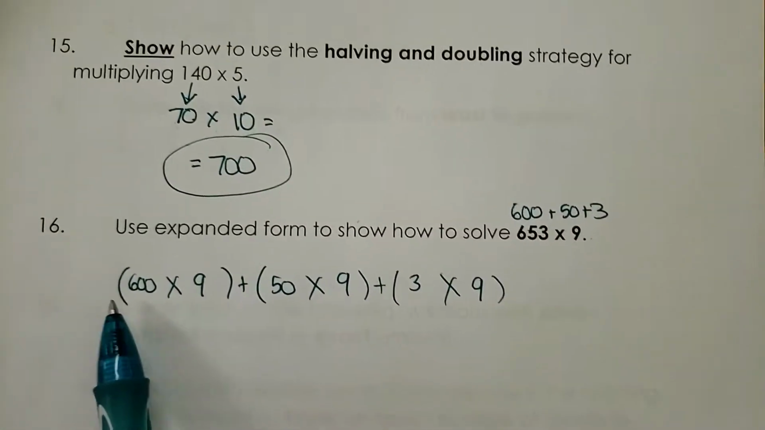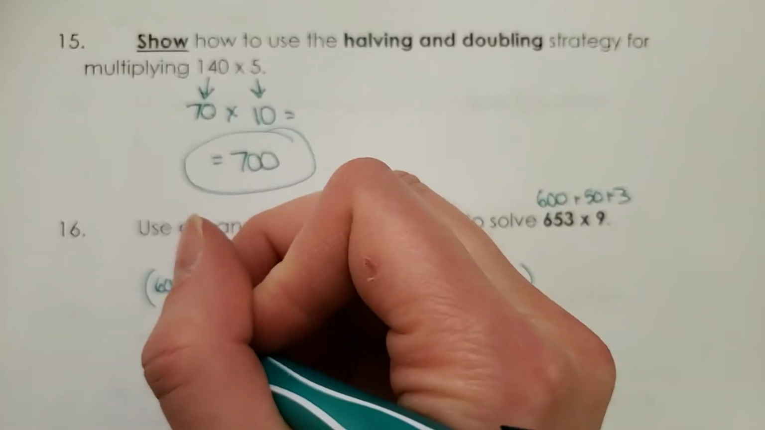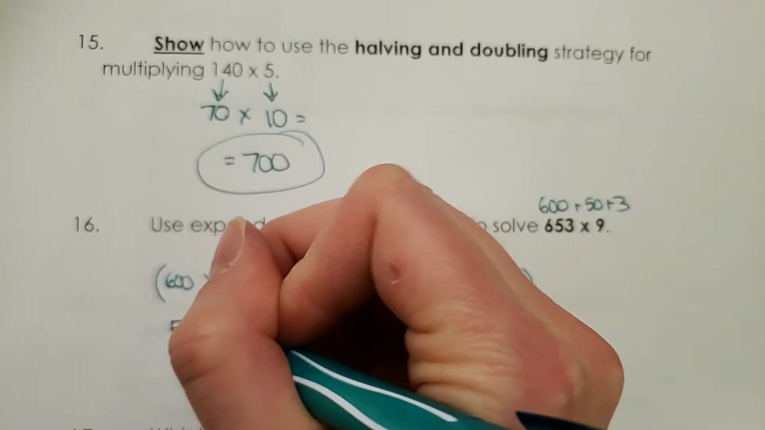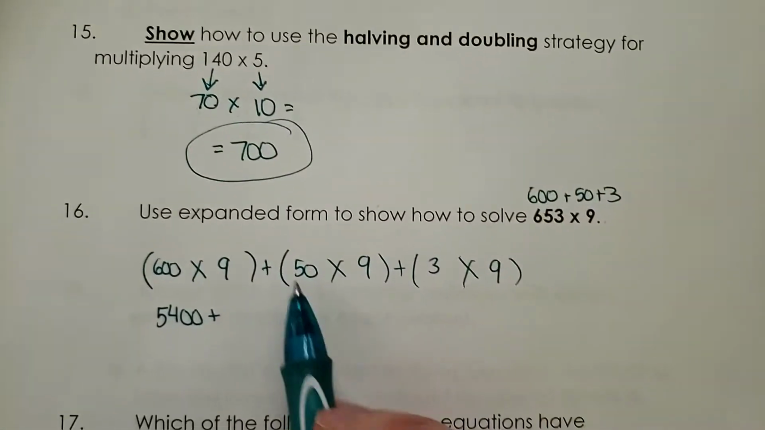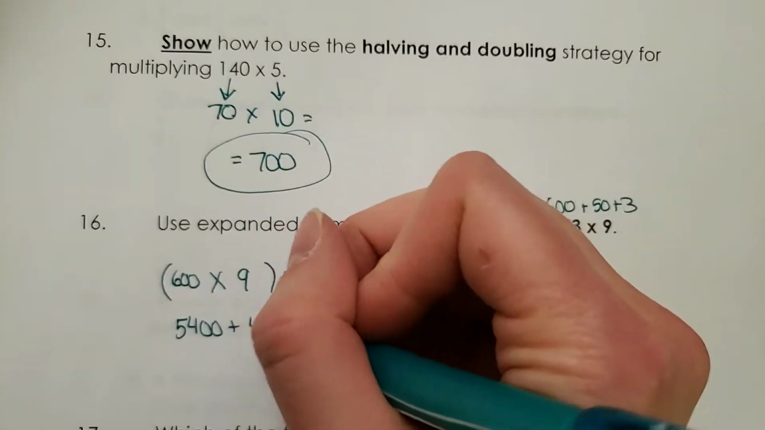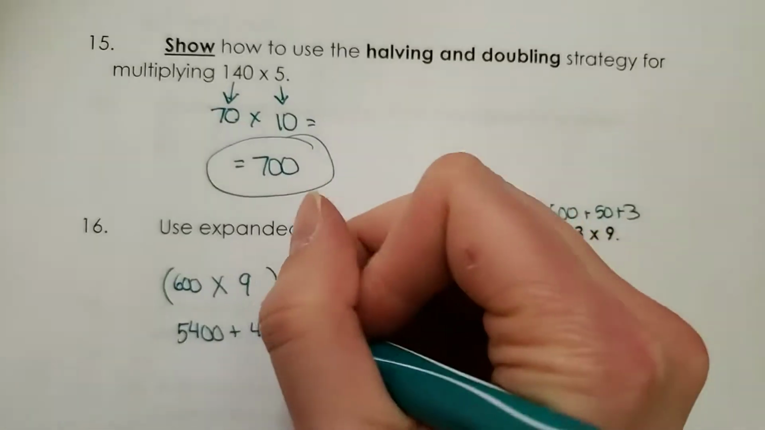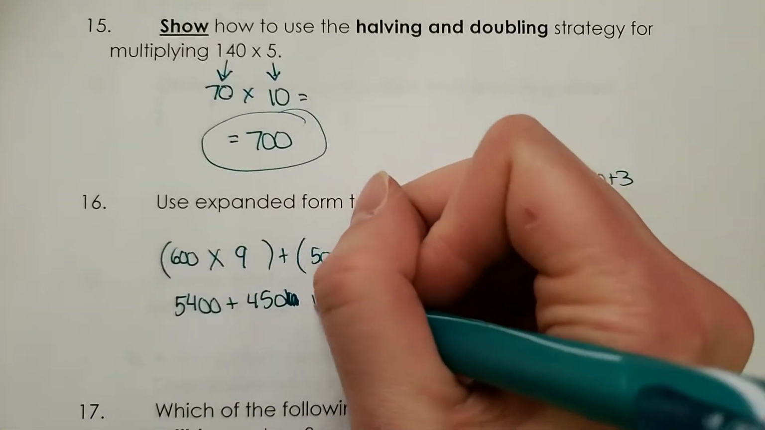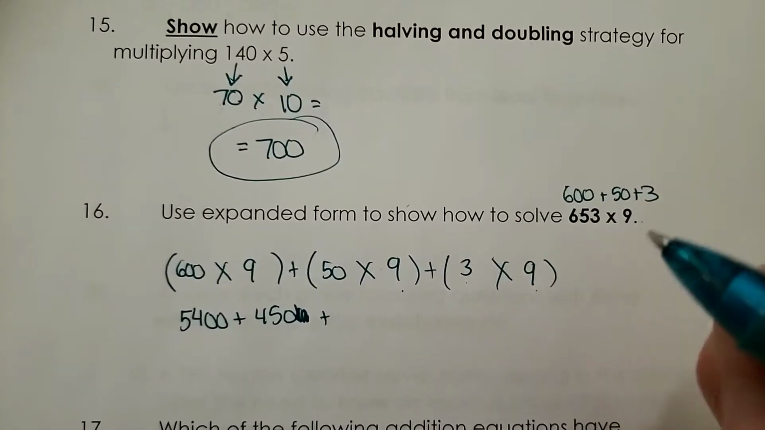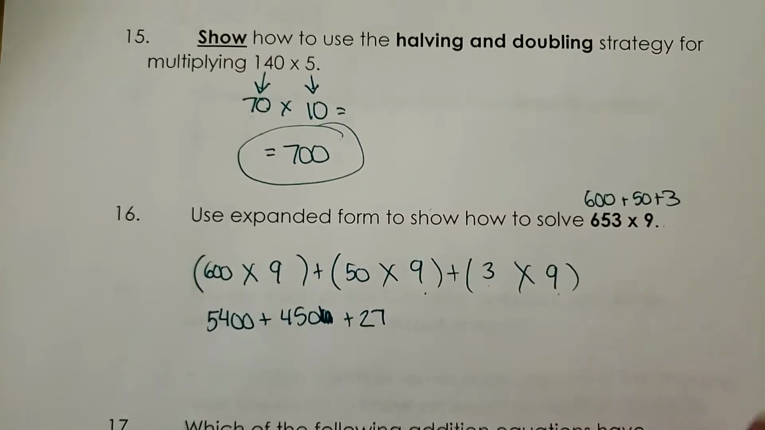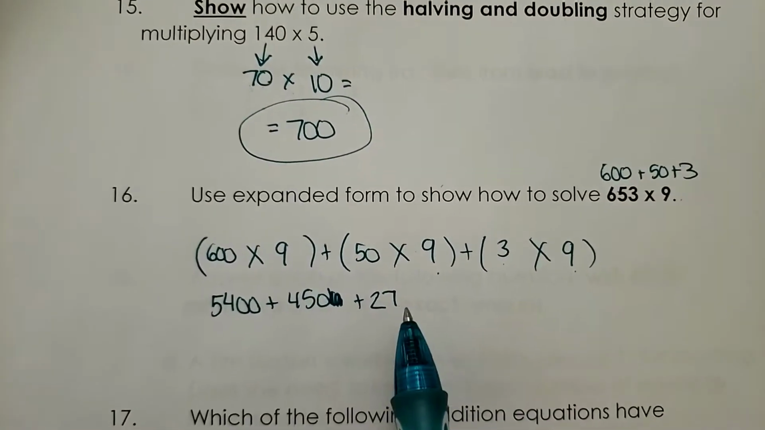And then you just solve. So 6 times 9 is 54. And then the 2 zeros. Plus 5 times 9 is 45. Oh, just the 1 zero, not 2 zeros. Plus 3 times 9 is 27. And then you add that together.